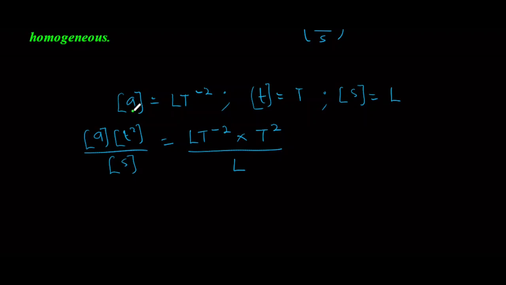You can see that L cancels L, then we'll be left with T^-2 times T^2. If I try to solve it using indices, I have T^-2 and T^2, and since they have the same base, the first power is minus 2. In indices, multiplication means plus, then the second power is 2. That will give us T raised to the power minus 2 plus 2, which gives us 0. T raised to the power 0 will give us 1. That means this part is 1.